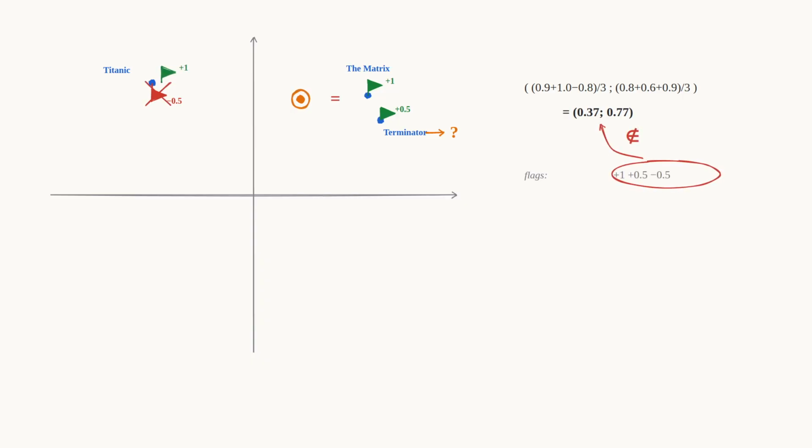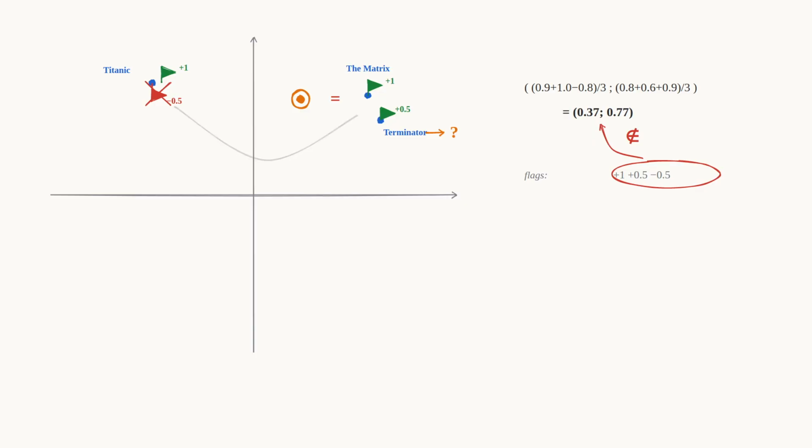Now an experiment. Take a twin user, same 3 films, but he didn't suffer through Titanic with a 2. He adores it, rating 5. His taste pulls left toward the romances. Our hero's taste pulls right, away from them. Opposite people. Let's recompute the average. Except, there's nothing to recompute. The flags don't appear in the averaging formula at all. Same point, 0.37, 0.77. 2 opposite tastes, 1 summary.